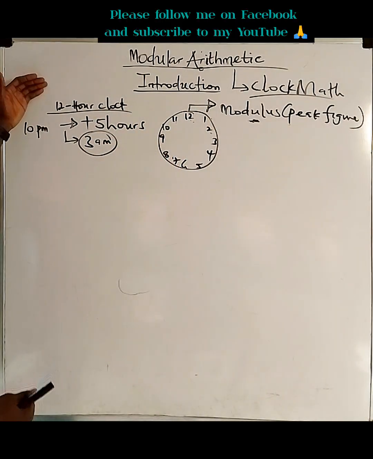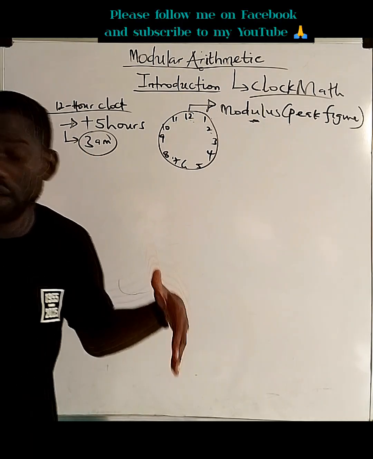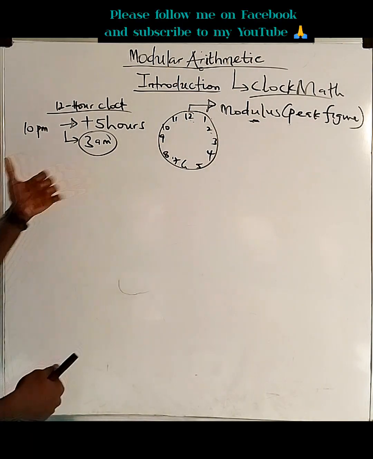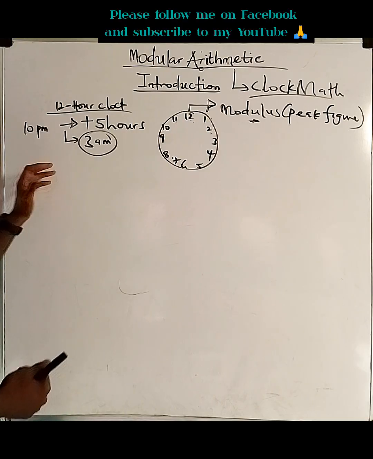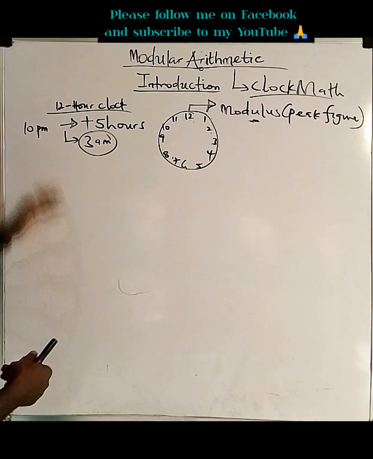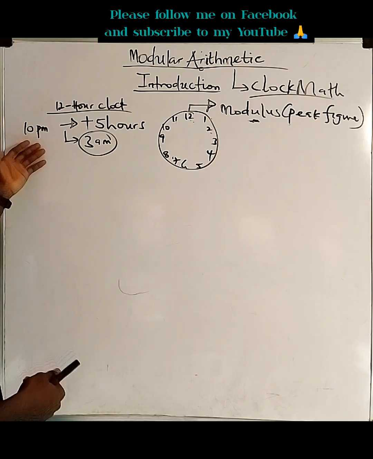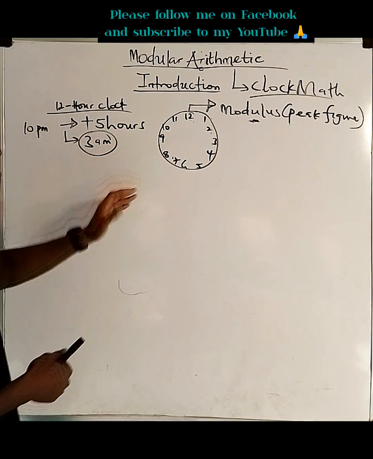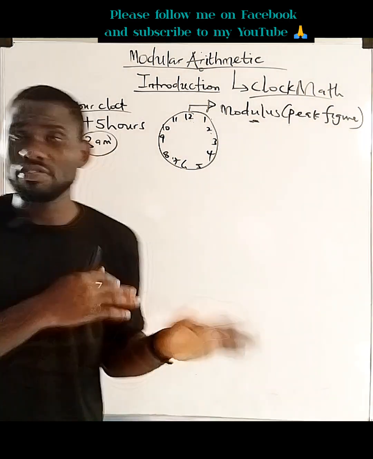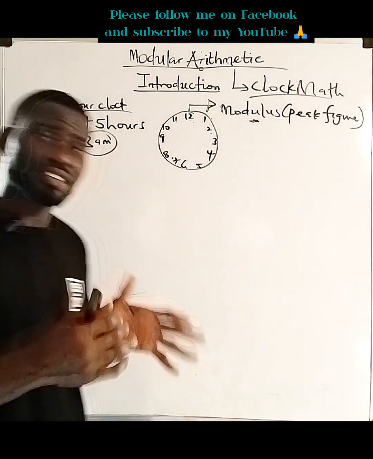For example, besides the 12-hour clock, you could have a 9-hour clock, or a 24-hour clock. For example, if this is a 13-hour clock and this is 10 p.m., then 5 hours later is going to be 2 a.m. So it's more or less like number base also. Number base looks quite like this, but not exact.